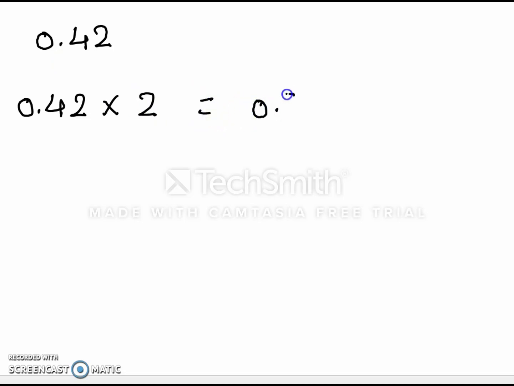Now we will learn how to convert decimal into binary for only the fractional part. The fractional part is 0.42. So in this method we have to use multiplication. So 0.42 into 2, because we are going to convert that into binary. So the answer will be 0.84. Here the integer part is 0.